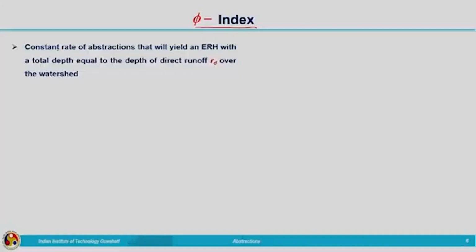So, phi index is the constant rate of abstraction that will yield an ERH with a total depth equal to the depth of direct runoff over the watershed. Depth of direct runoff is represented by the notation RD, and what we are assuming is that the abstraction from the catchment has a constant value, and this constant value of abstraction will be deducted from the rainfall depth, so that the effective rainfall hydrograph will be equal to the runoff depth from the catchment.